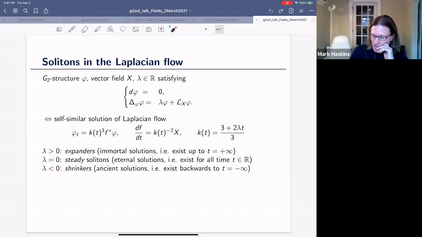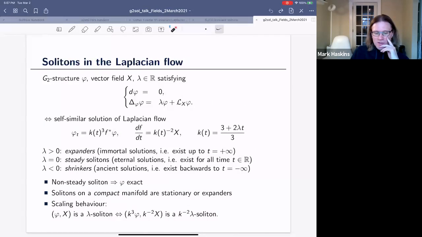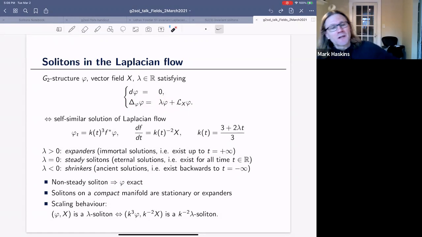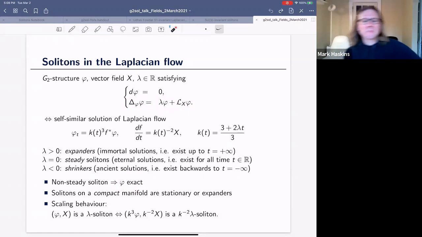Okay. So just some obvious things to notice here. The first thing to notice is that this term, we're saying this is closed. So by the Cartan formula, we've got two terms, one of which disappears. And so this term is exact. Also, one of these terms disappears, so this is also exact. So if lambda is not 0, then this 3-form is exact. So for a non-steady soliton, this 3-form must be exact.